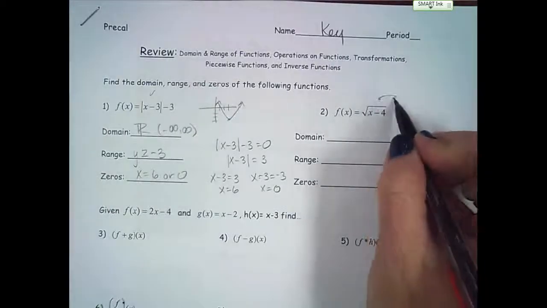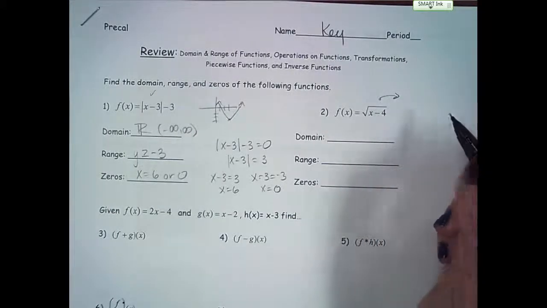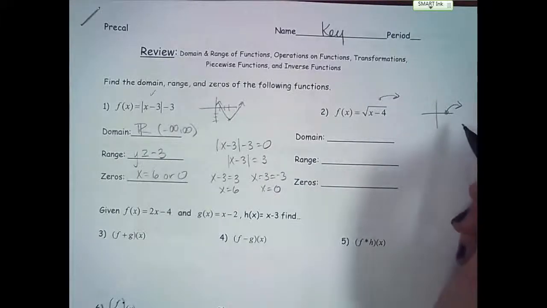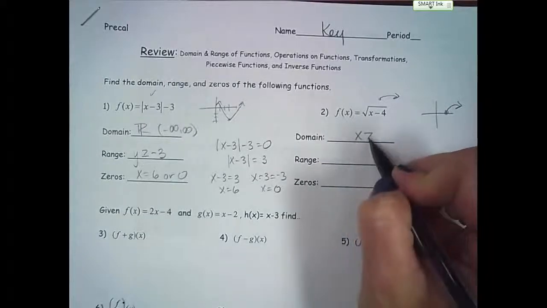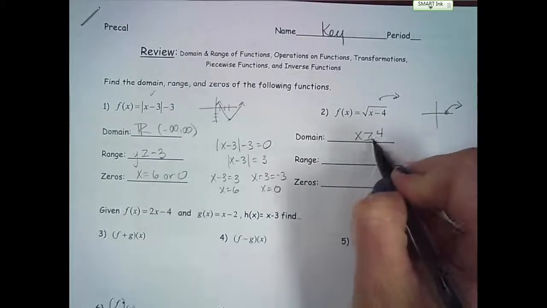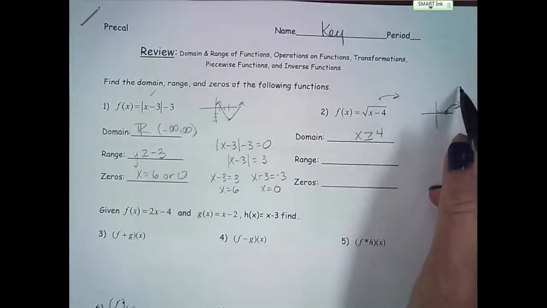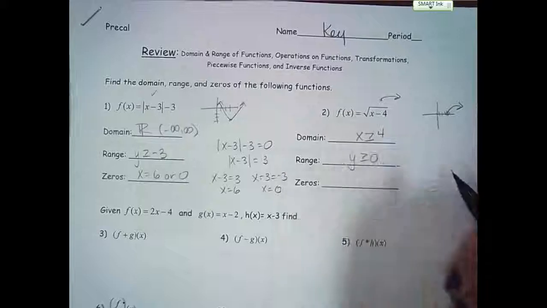This is the hill graph, remember? We always do left and right first. This is with x, so we go left and right. So we're going to go right 4, and there's your hill graph. The domain would be x is greater than or equal to 4, because we went over 4. And the range would be from 0 up, so y is greater than or equal to 0.